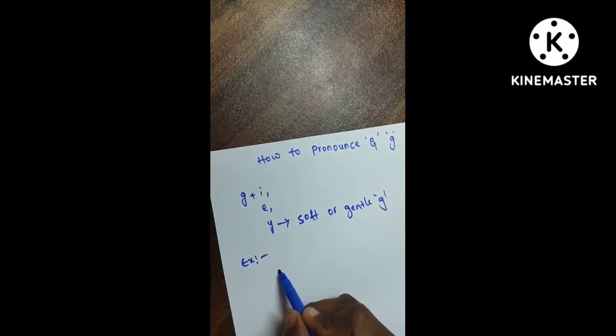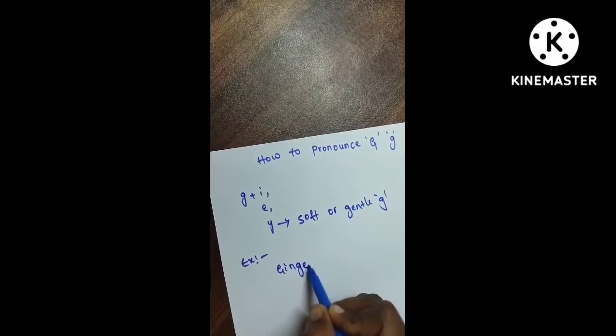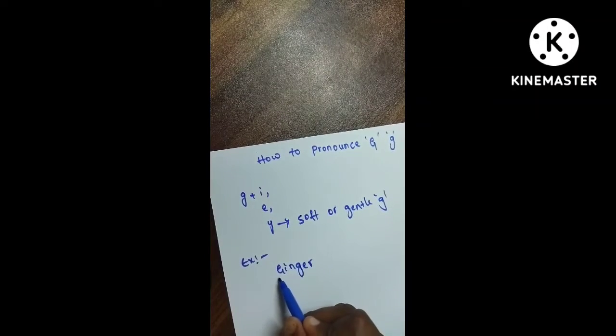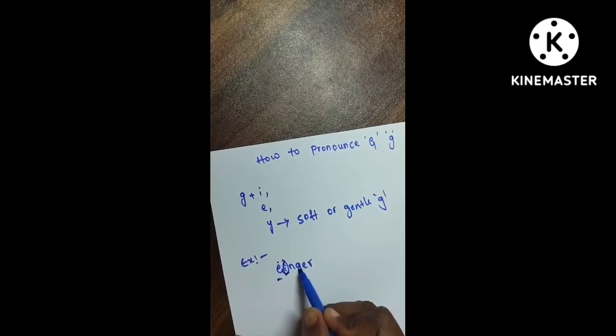For example, here: ginger, but we don't know if it is ginger or ginger. So let us see. We concentrate on the next letter after the G. Here I is there, then it becomes soft G. It makes the sound Ja. Here also we don't know whether to pronounce this letter as Ga or Ja. So here E is there, so it also makes the sound Ja. So then it becomes ginger.